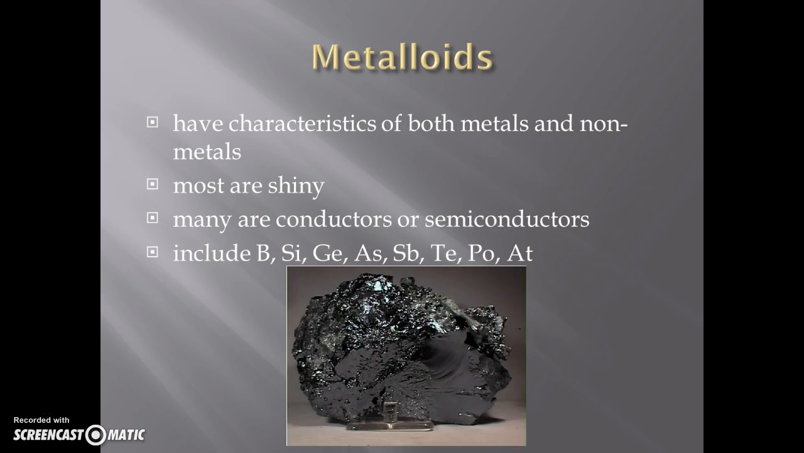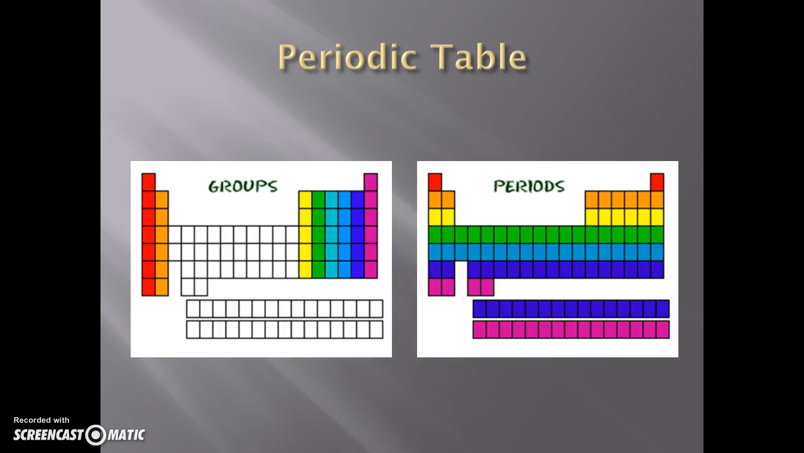And last but not least, we're dealing with metalloids, and that's that staircase, which you'll see again in a second. These have characteristics of both metals and nonmetals. Most are shiny, and many are conductors or semiconductors. And again, anything on that staircase that you'll see, which is the list here on the PowerPoint, are metalloids. So they can often have both metal and non-metal characteristics.